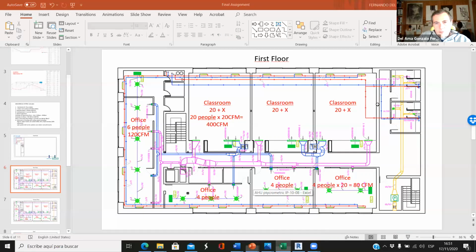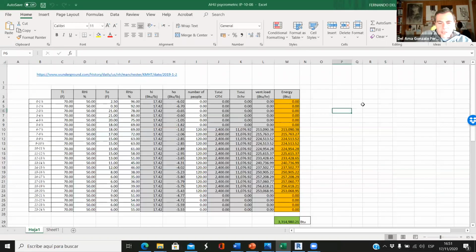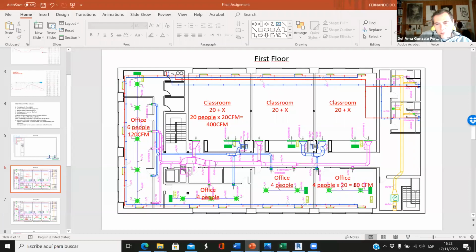Okay, so let me write down. So the classroom, the total CFM, it's 2,400. And for the office, it's 80 CFM, 1, 2, 3. So there are 6. So 80 times 6, it's 480 plus 2 times 120. So this is 720.